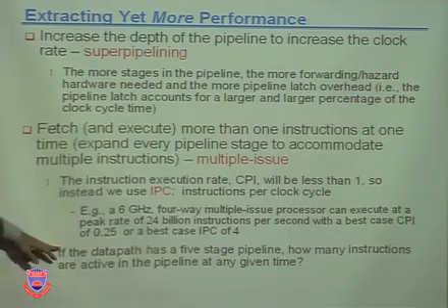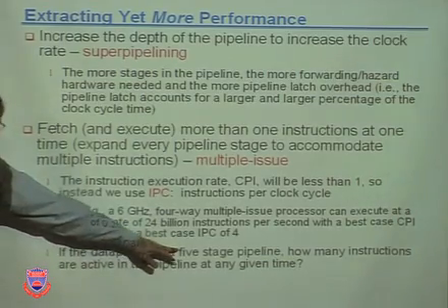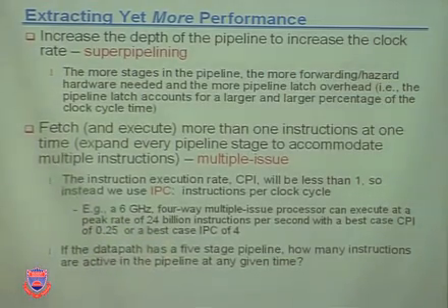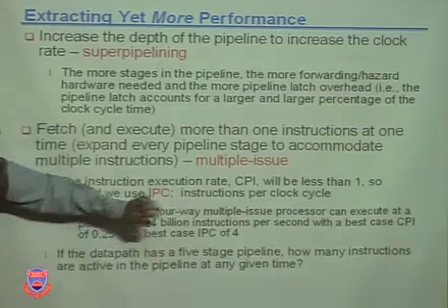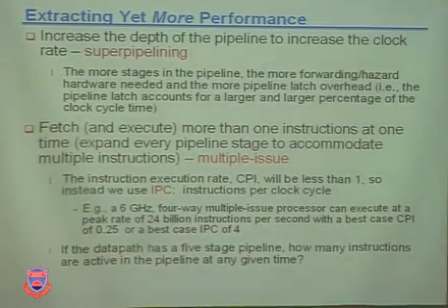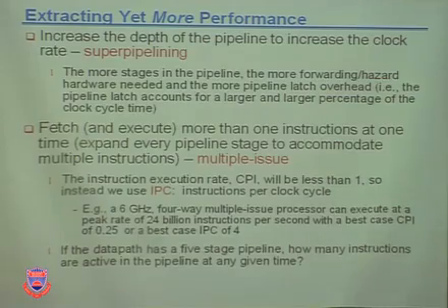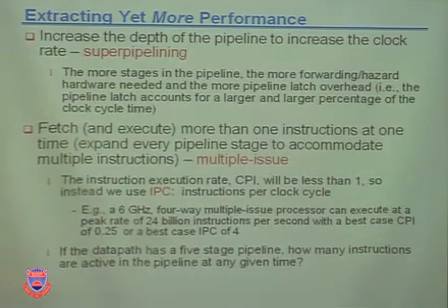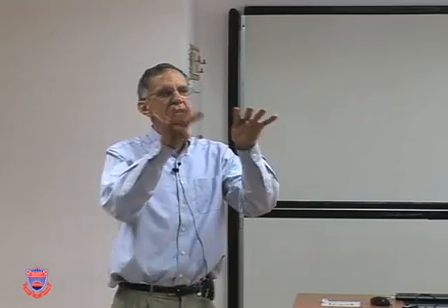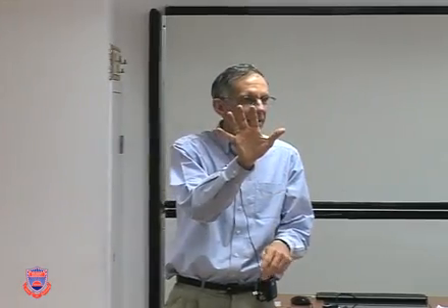Okay? If the data path has a 5-stage pipeline, how many instructions are actually active in the pipeline at any one time for this machine? 5-stage pipeline runs at 6 gigahertz. It's a 4-way multiple issue. How many instructions are actually in the pipeline at any one instant of time? 20. How'd you get that? Because in a single pipeline, there would be 5, and now I've got 4 of them.